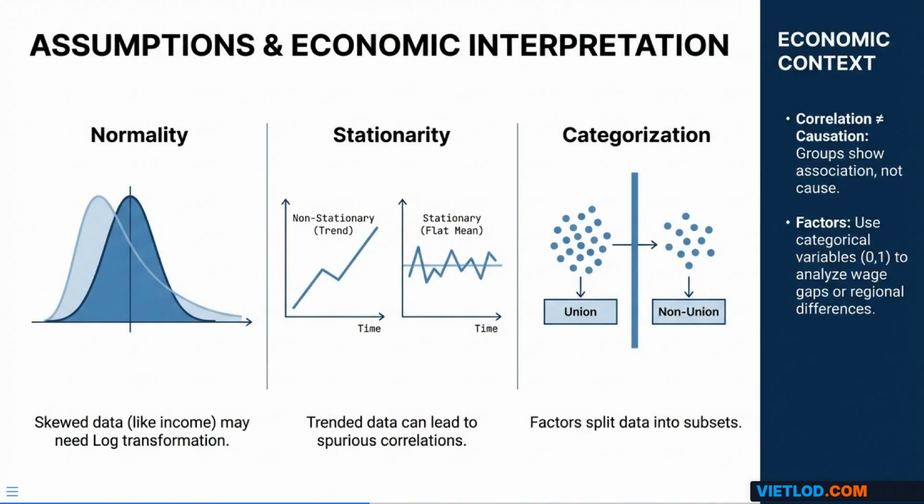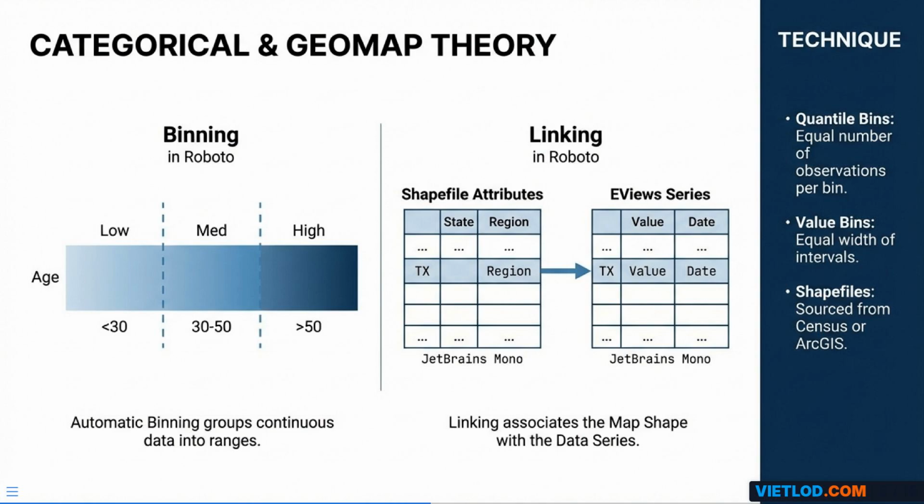Third, categorization allows us to split data into subsets for comparison. We can use categorical variables, often coded as 0 or 1, to analyze things like wage gaps between different groups or regional economic differences. A critical point to remember in economic interpretation is that correlation does not imply causation. A group analysis might show that two variables move together, but it doesn't tell us if one causes the other. This slide summarizes these important considerations for sound economic analysis.